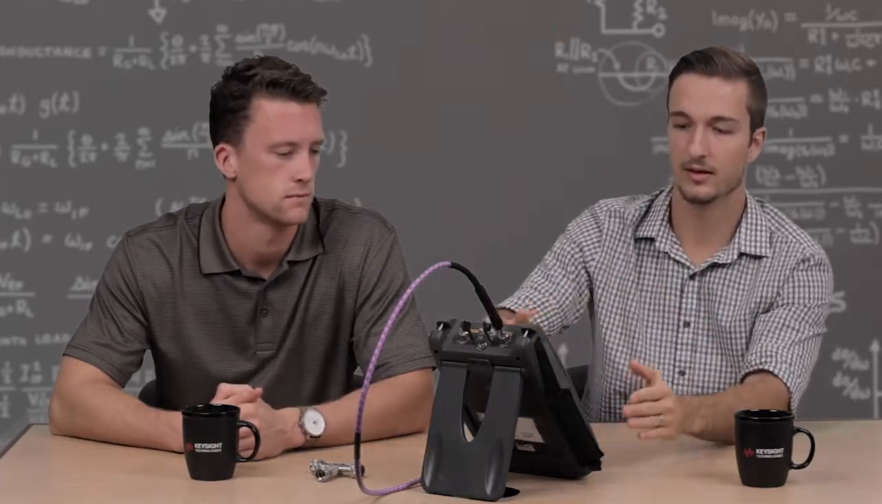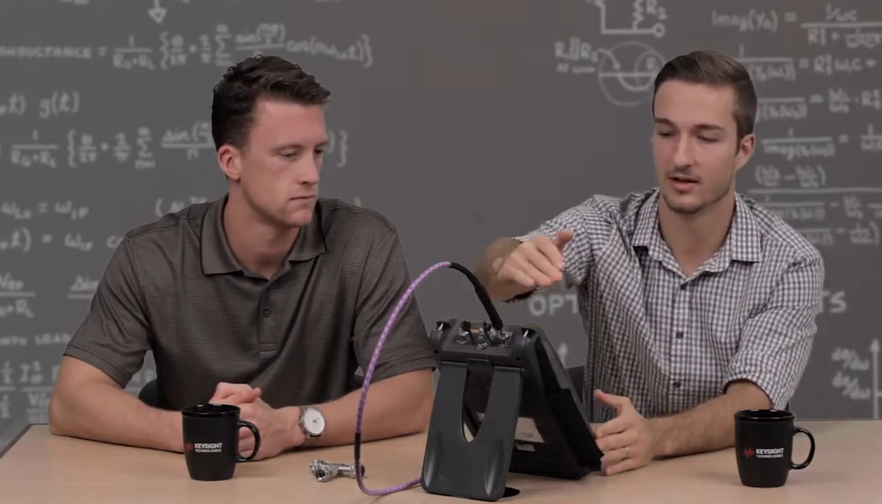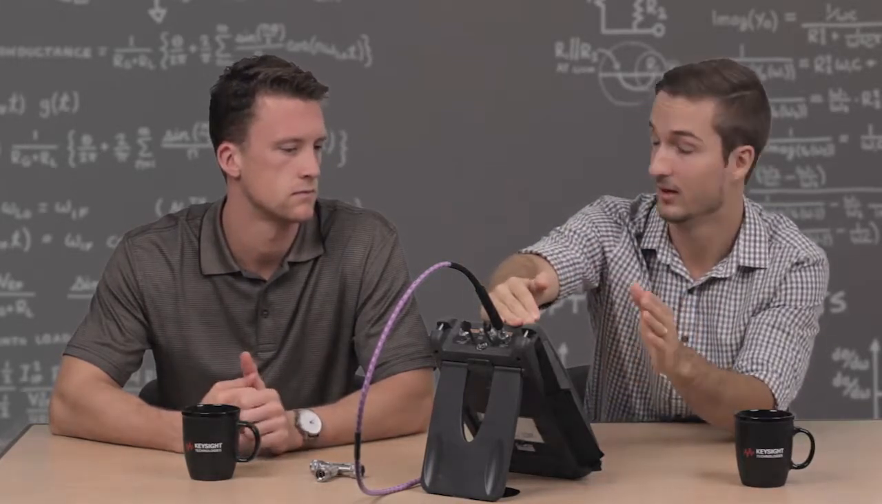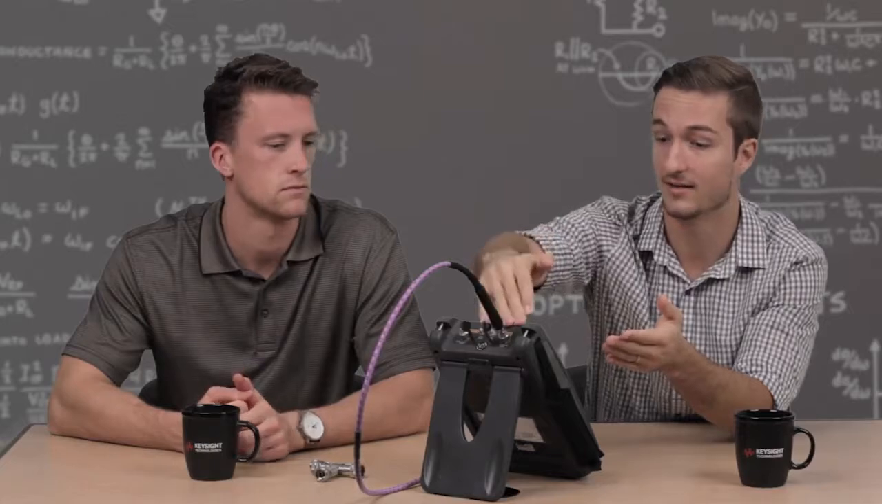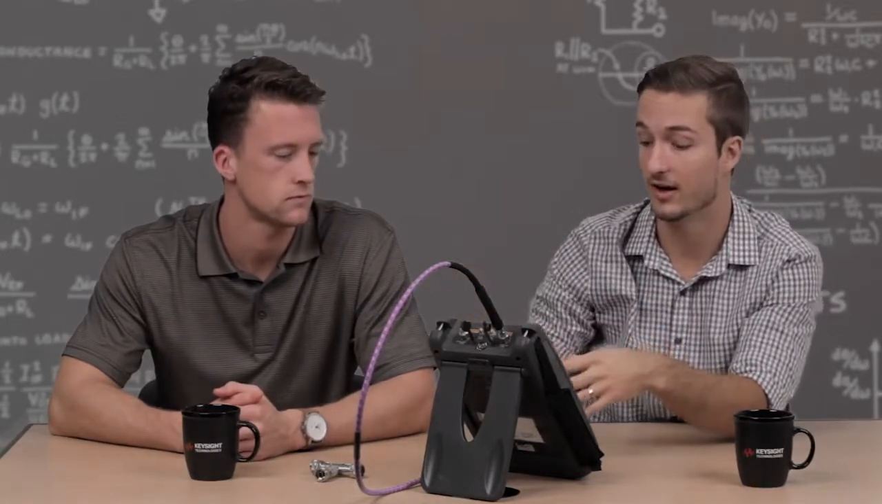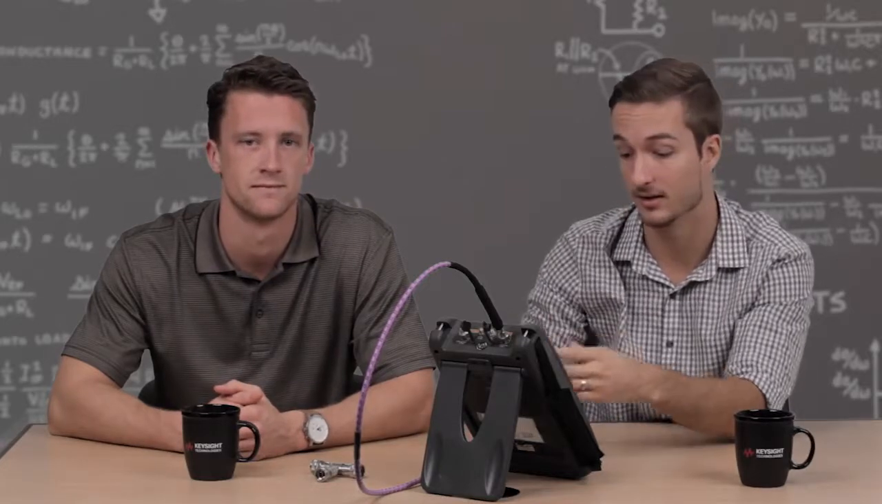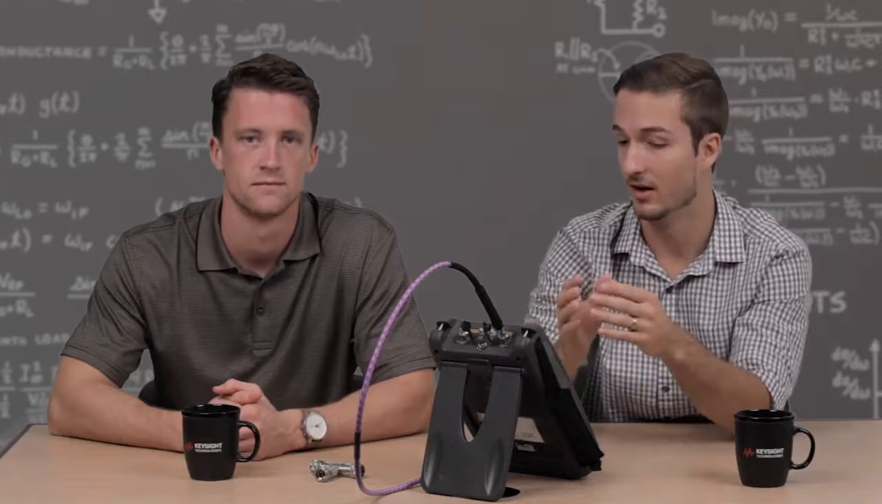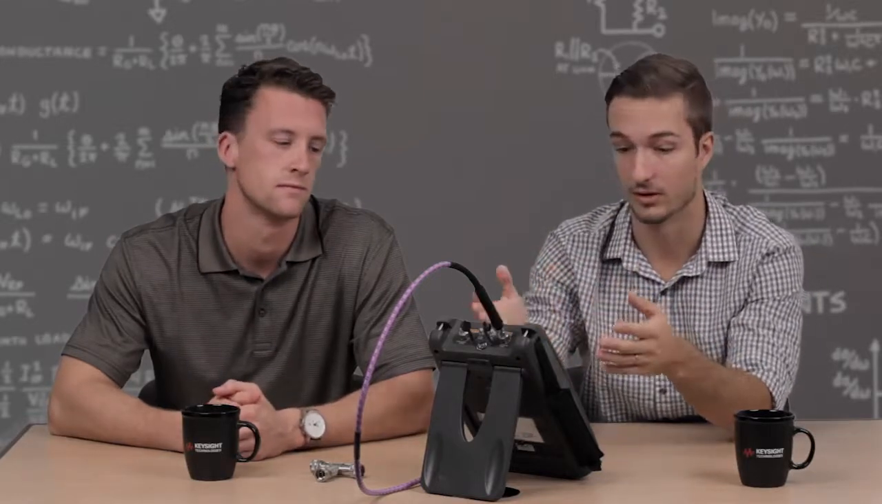So the FieldFox comes in a cal-ready state where the reference plane for its network analyzer measurements are at the port 1 and port 2 of the FieldFox. So instead of having our device under test or DUT being the open, it's actually this cable, and so that's why we see a lot of changes in impedance over frequency.